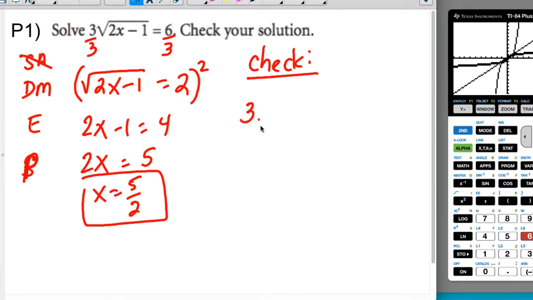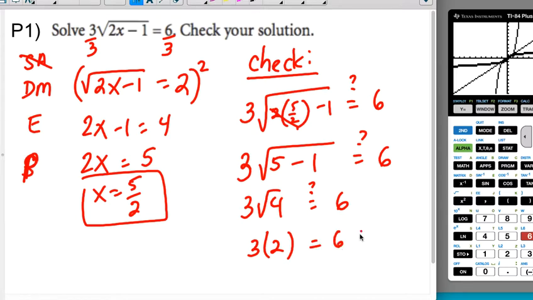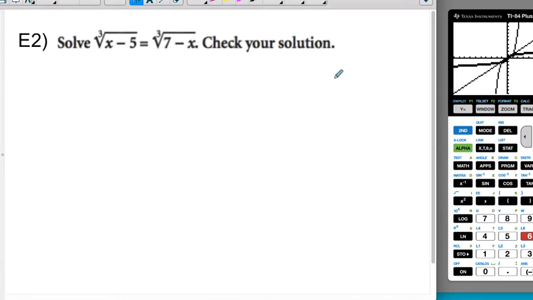So I have a 3 times the square root of 2 times 5 halves, minus 1, and the question is, does it equal 6, right? Well, that's 3 times the square root of, this will be 5 minus 1, and the question again is, is it 6? Well, that's 3 times root 4, which is definitely 3 times 2, so yeah, we're good, right? 3 times 2 is 6. All right. Okay, so let's go ahead and solve this one, right?